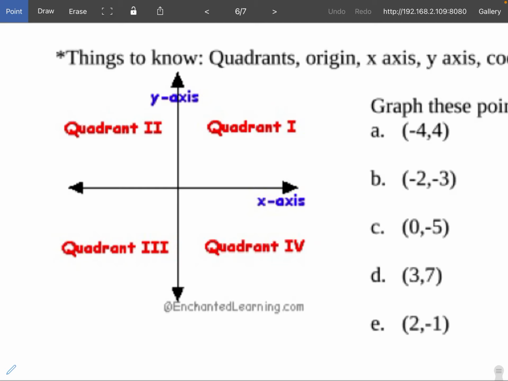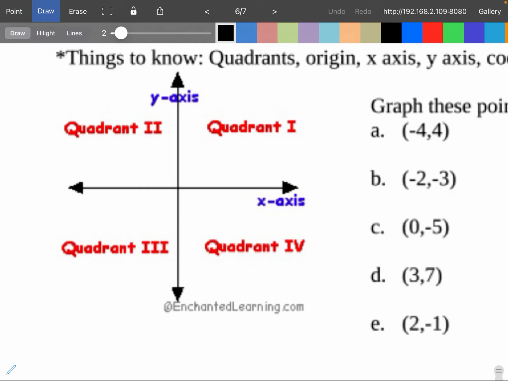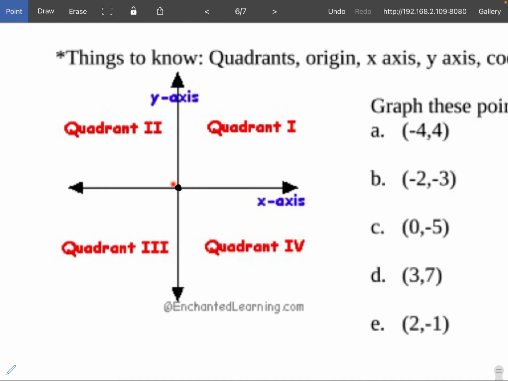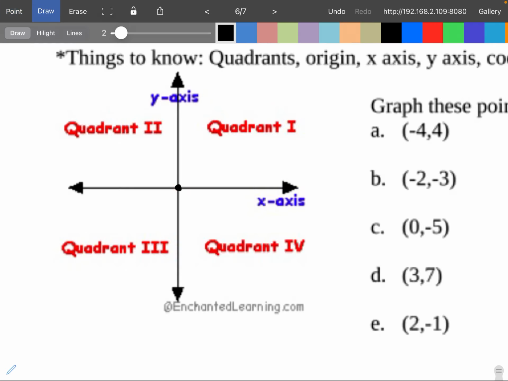So other than that, the only thing they don't really have on there is you got to know, well, what's the coordinates of this point right here? Right there. 0, 0, right? And then that is called your origin. So I'll write that on there for you. So this point is called the origin.